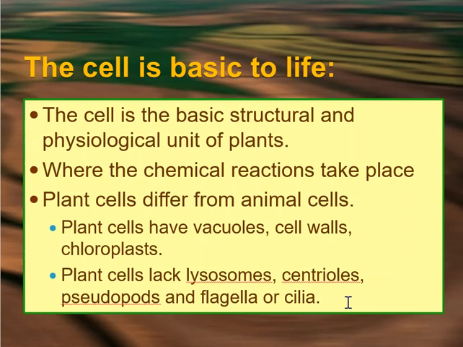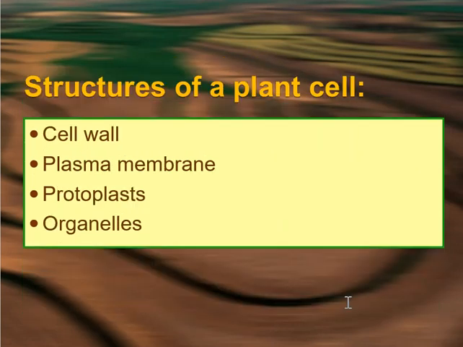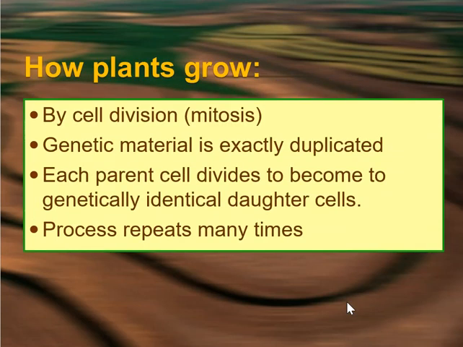I'm sure you guys have all had biology and had to really study the differences between plant and animal cells. So, structures of a plant cell: cell wall, the plasma membrane, protoplasts, and organelles. Okay, so let's look at those a little bit.